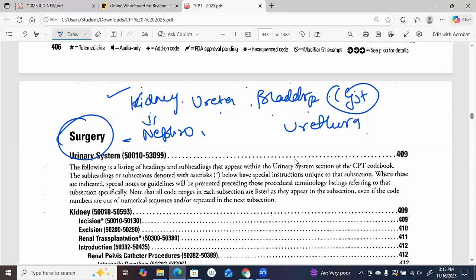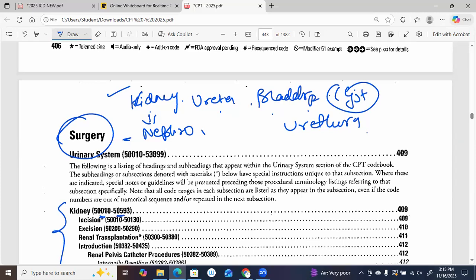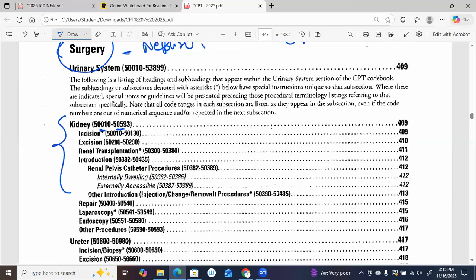So now let's start with the procedures. First we will learn about the kidney procedures, then ureter, then bladder, and then urethra. The kidney section starts from 50010 to 50593. It covers incision, excision, renal transplantation, and introduction.